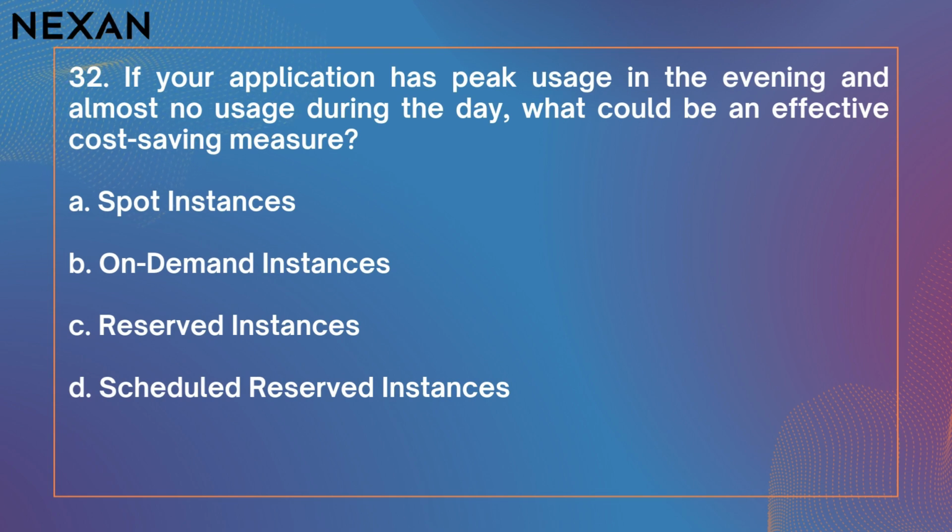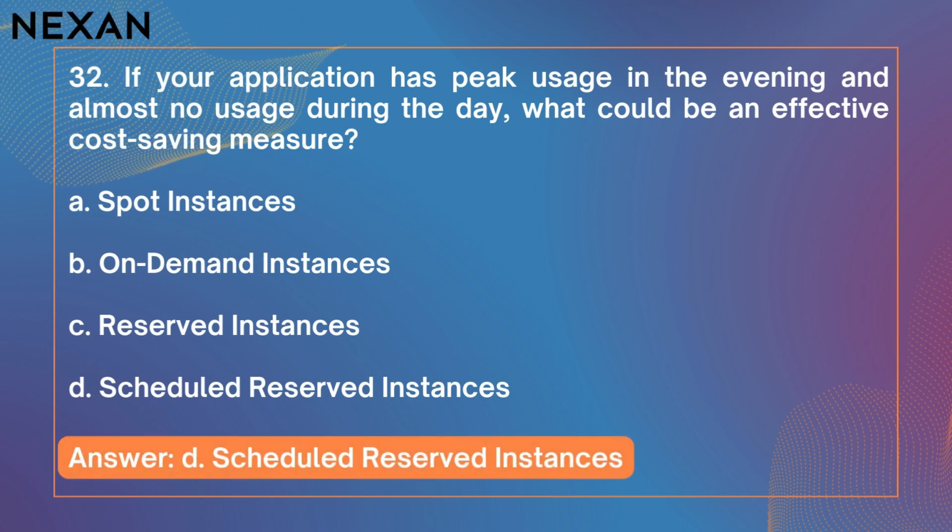32. If your application has peak usage in the evening and almost no usage during the day, what could be an effective cost-saving measure? A. Spot instances. B. On-demand instances. C. Reserved instances. D. Scheduled reserved instances. Answer D. Scheduled reserved instances.